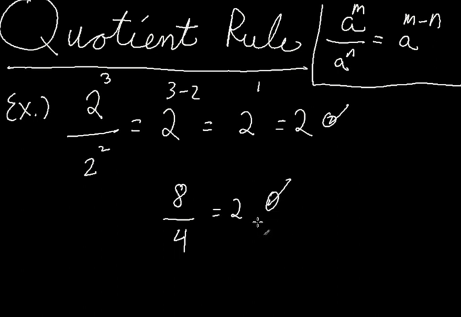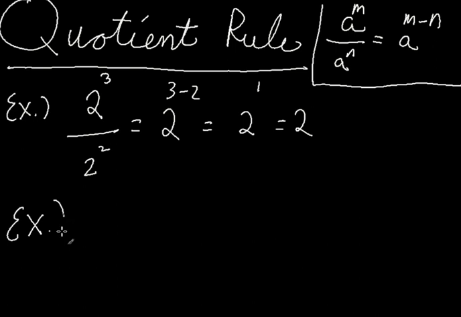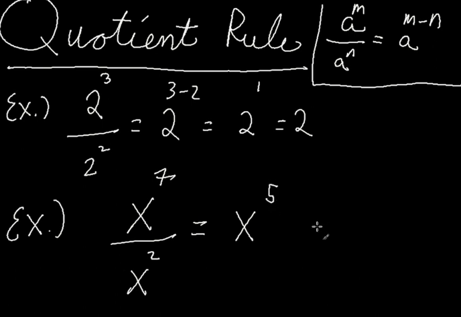So that is how the quotient rule works with simple numbers. Let's look at how it would work with letters. So you can say, let's do x to the 7th over x squared. I claim that you can say x to the 7 minus 2, which is 5. Okay, so I can subtract those exponents. So if they're being divided, you subtract. If they're being multiplied, you add.